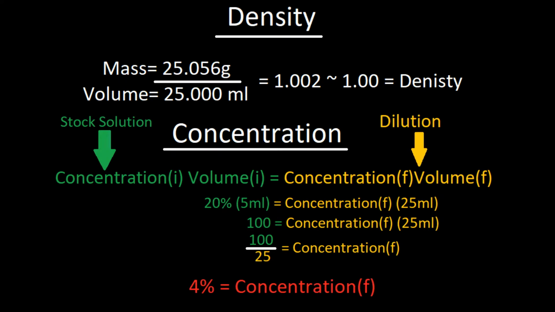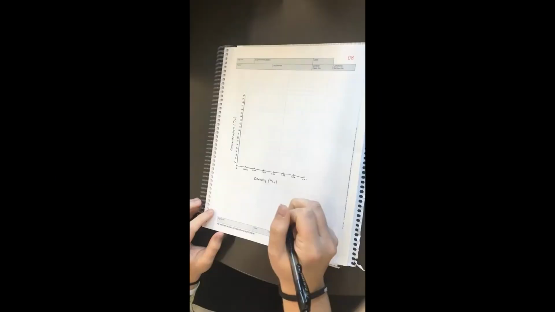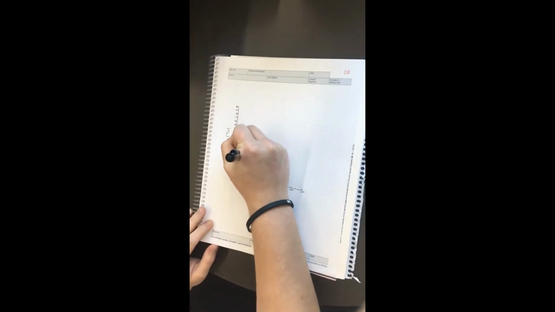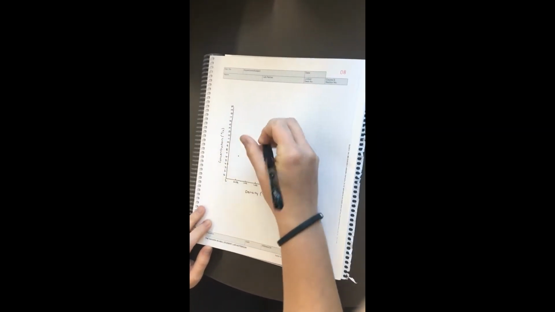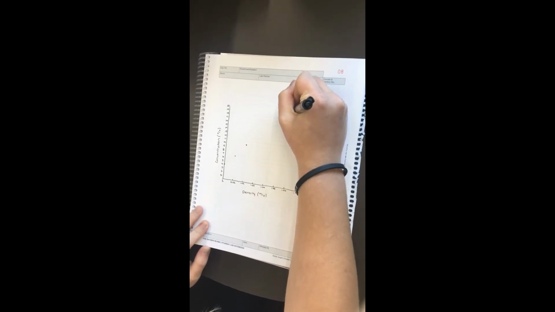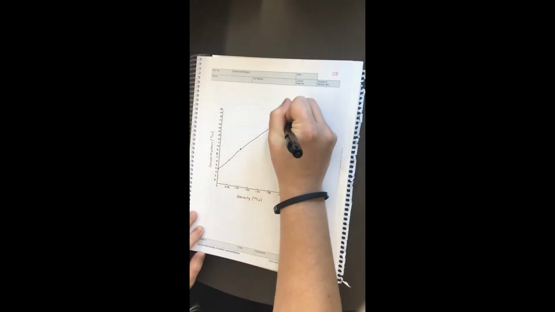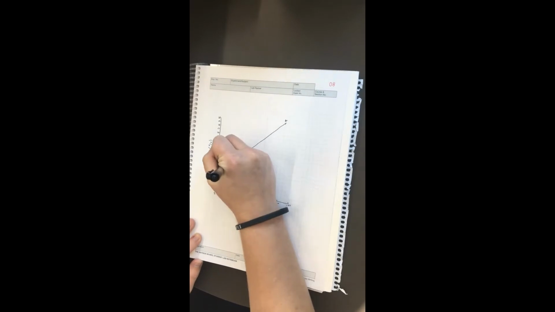Here you see the dilution equation relates the original solution we were given, or the stock solution, to the dilution we just made by proportions with respect to the volume. Here we get a 4% concentration. Now we will draw a graph with density on the x-axis and concentration on the y-axis, and plot all of the data we have collected thus far. This will help us determine the concentration of our unknown solution.